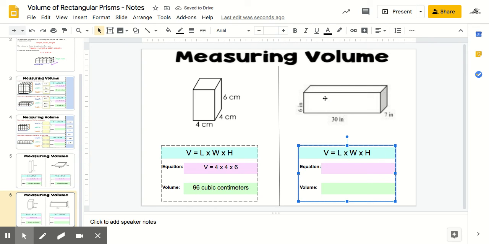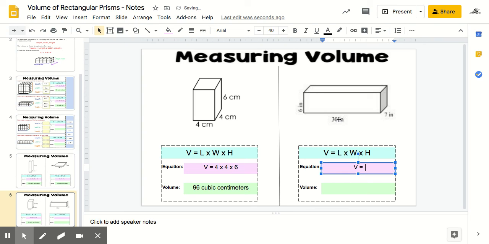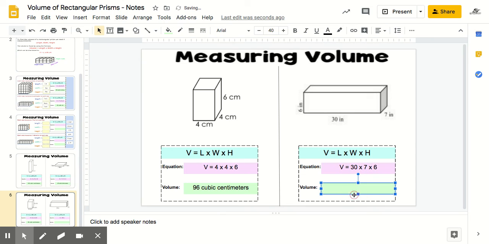All right, last but not least, we have another rectangular prism. So my length is going to be 30. My width is going to be 7, and my height is going to be 6. So in order to find my volume, I need to multiply 30 times 7 times 6, which gives me 1,260. The unit of measurement shown in this picture is inches, but since we found the volume, this is going to be 1,260 cubic inches.